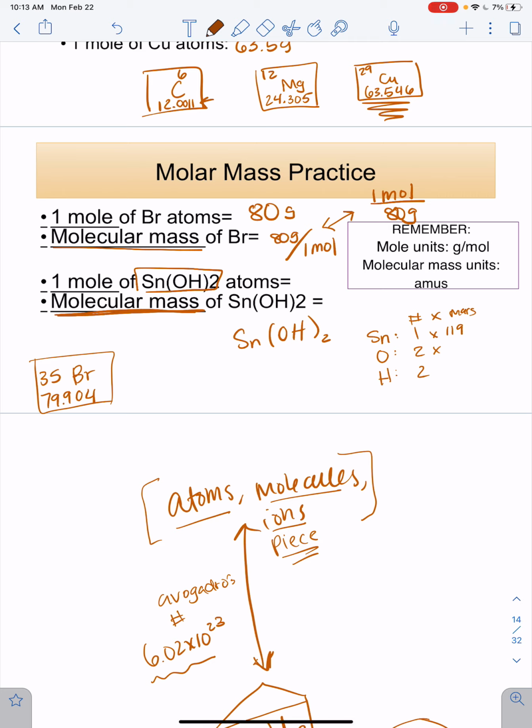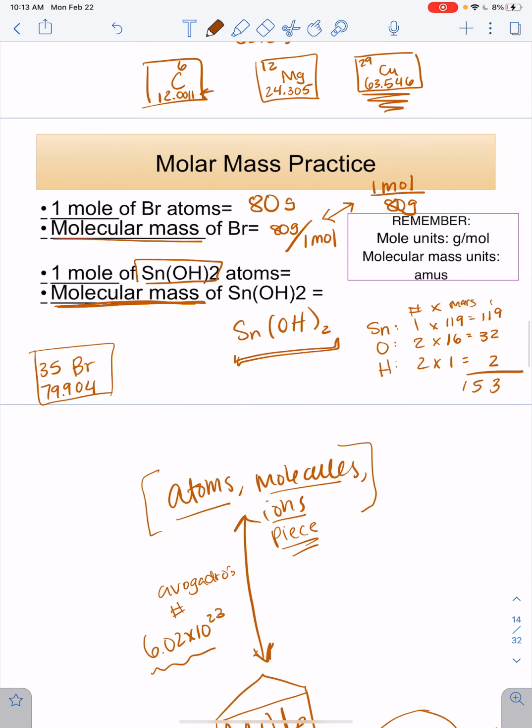Oxygen is number 8, its mass is 15.999, so I'm going to round that to 16. And hydrogen is number 1, its mass is 1.008, so I'm going to round that to 1. So then you just find the sum of all this. That's 119, that's 32, and that's 2. Then you'll just add it all. So that's 4 plus 9 is 13, carry the 1, 5, 1, 153. So that is the total mass of all of this.